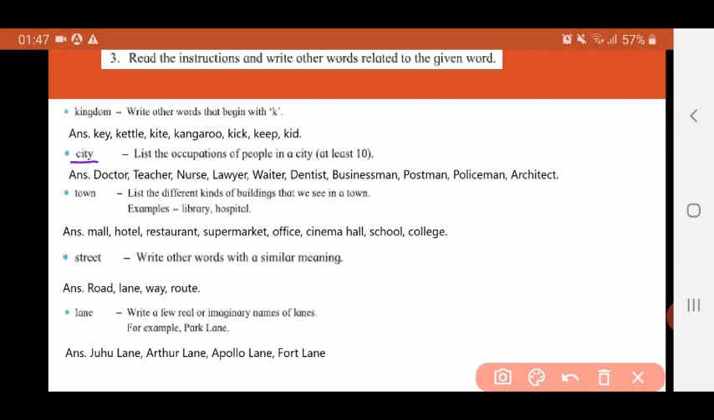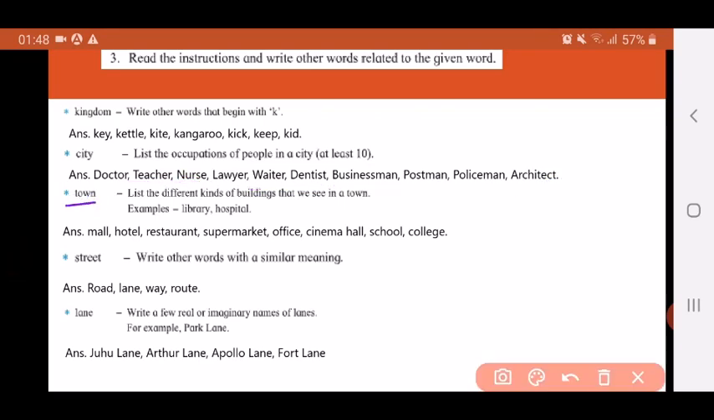Second, city. List the occupations of people in a city. You have to name at least 10 occupations. Occupations are the jobs that people do to earn money and make a living. Different people work in different fields and do different jobs. Name some of these occupations, at least 10, in your own words. For example, doctor, teacher, nurse, lawyer, waiter, dentist, businessman, postman, policeman, and architect.